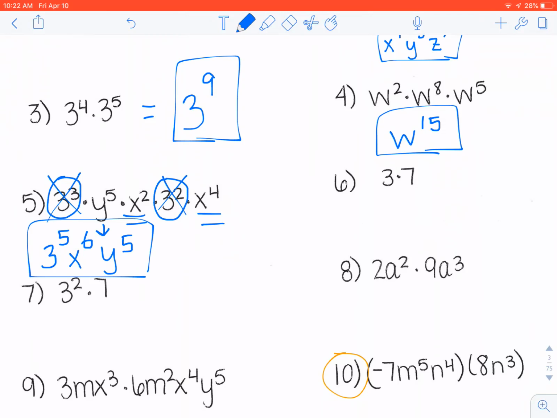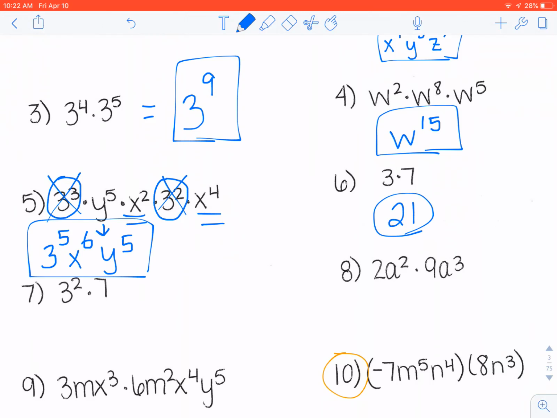Okay, number 6 is similar to having a coefficient in front that's different. So 3 times 7 is 21. They're trying to trick you on number 6. You're just multiplying those numbers together. It's a normal multiplication problem.